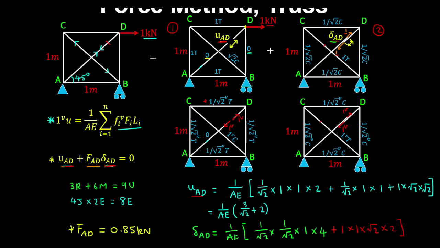And now that we have the force in member AD, which is 0.85 kilonewtons in tension, I'll leave it for you to apply the method of joints and solve for all the other unknown member forces.